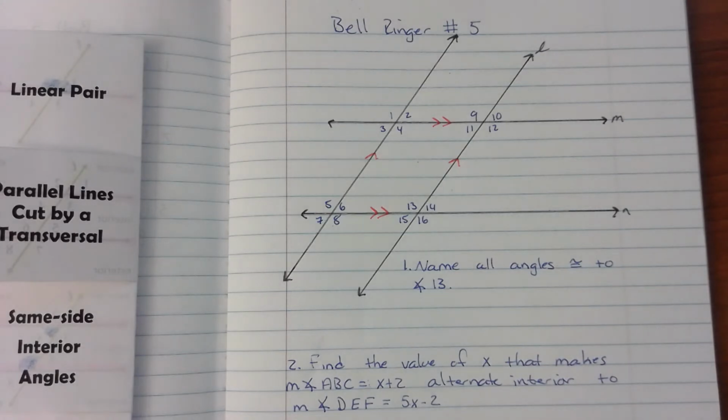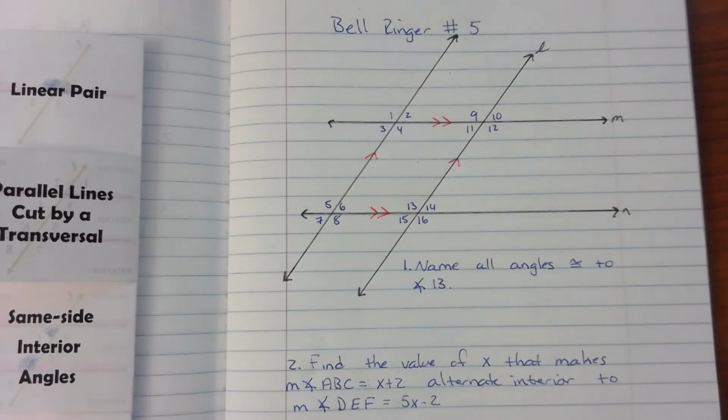Is 7 inside? Look, you're not looking. You're making this way too difficult for some reason, I don't know why. Alternate interior. You see where 13 is? These are my parallel lines. So I need to stay in between those parallel lines.